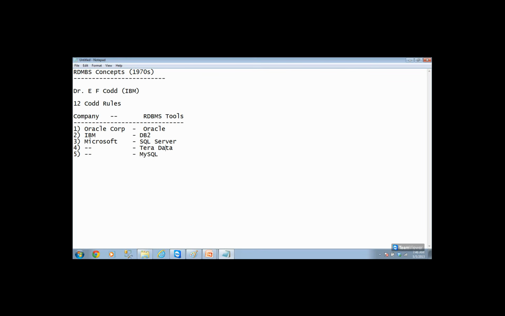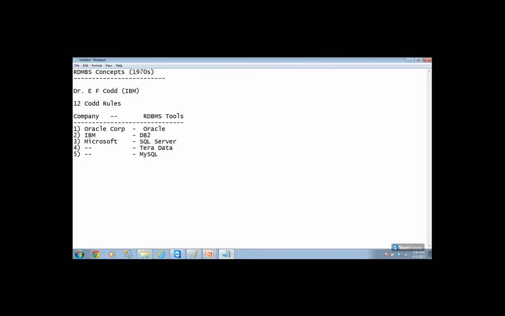Now, all these are known as tools, not languages. We have to be very clear: a tool is different from a language. A language is for processing purposes, but an RDBMS tool is for data storage and data retrieval. So Oracle is not a language, DB2 is not a language, SQL Server is not a language. C, C++, .NET, Java, all those are called languages. Oracle, DB2, SQL Server are called RDBMS tools.